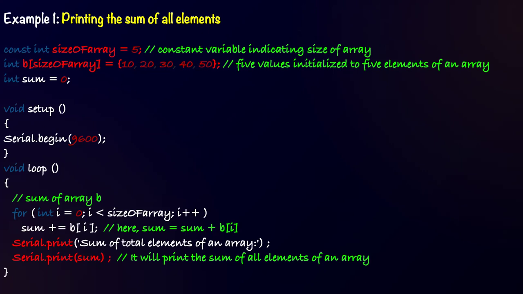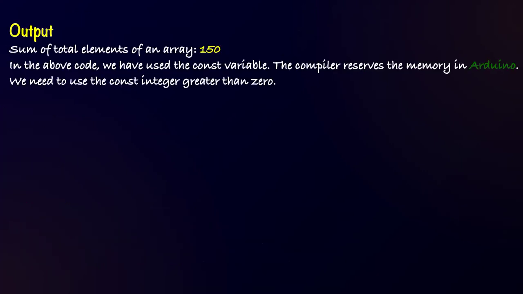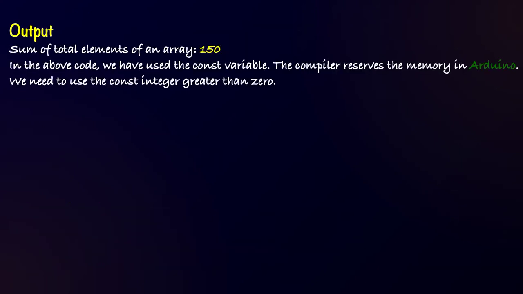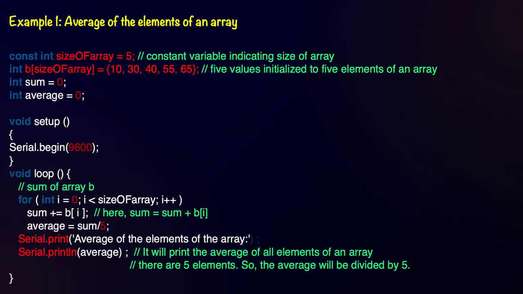So we have got this statement. You see, sum of total elements of an array. See this statement, sum of total elements of an array, and it will print this value. Okay. Now, why have we used Serial.print and why not Serial.println? Try to think of it. See the output and try to think of it. All right. I hope it is clear to you. Let's see another very important yet easy example.